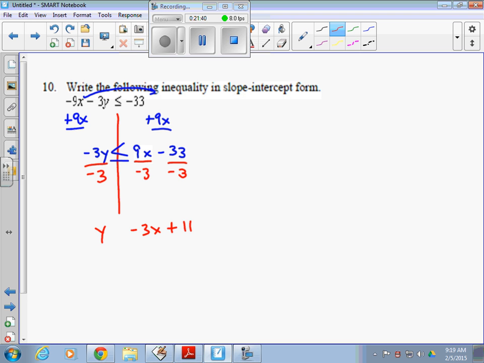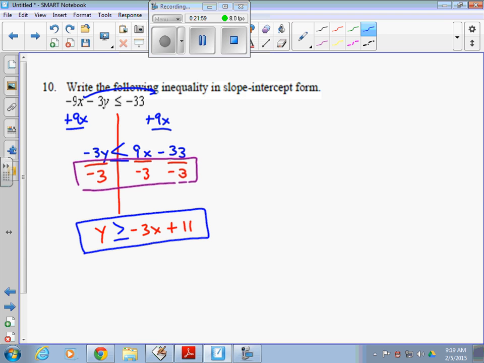Unlike on the previous step where we didn't reverse it, this time we are dividing by a negative number. That's one of the things you have to do to reverse the symbol. It said less than or equal to. We're going to reverse it and make it say greater than or equal to. So y is greater than or equal to negative 3x plus 11.